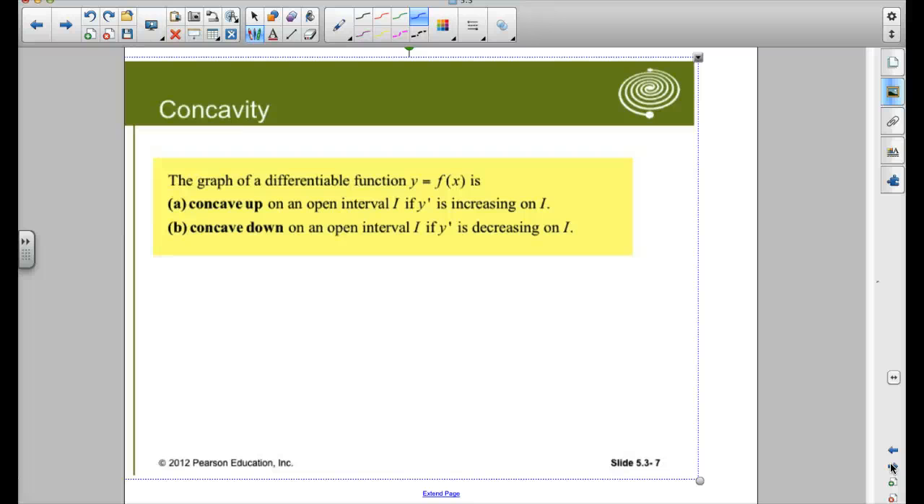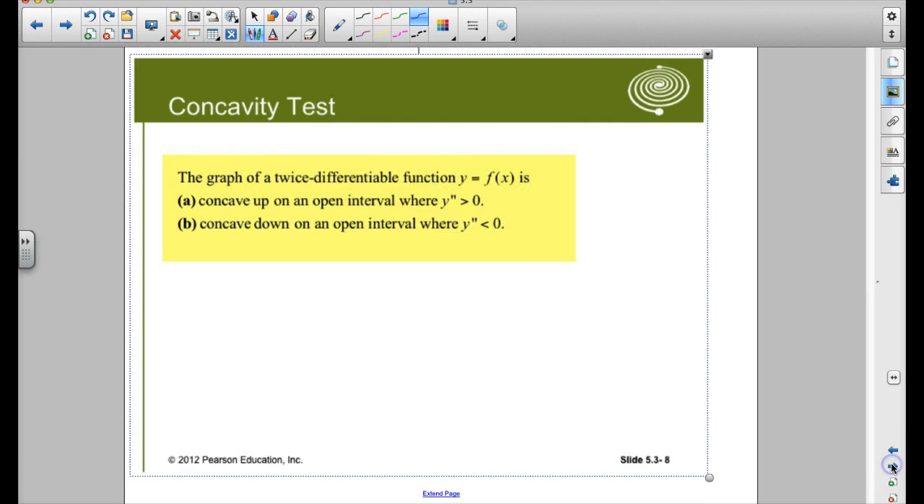If the graph of a differentiable function is concave down on an open interval I, then the derivative is decreasing on I. So if it's concave down, then the derivative is decreasing. If it's concave up, then the derivative is increasing. And I don't know if I agree with this rule. We'll talk more about this.